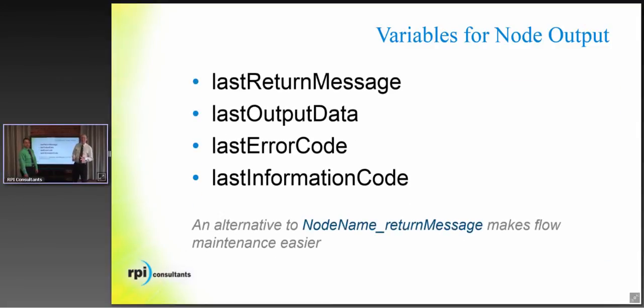Another neat little feature is these variables for reading the output of a node. Just a handy shorthand. So you've got a variable called last return message that is always going to be populated with the return message of the most recent node that you went through. I think it's just a little bit easier than writing the traditional syntax. It also means that your variable here isn't tied to the name of the node. If you want to rename the node or maybe move around the order of nodes, that won't break your variable references.